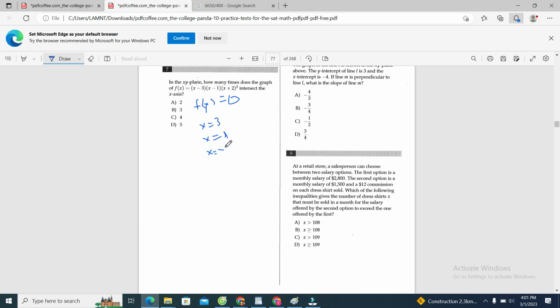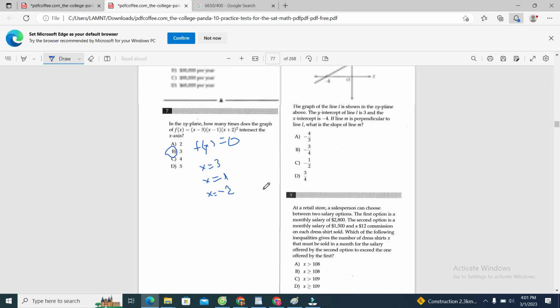duplicated solution. So the two solutions are actually one, right? Because they are coinciding with each other, because the delta is equal to 0 there. So actually there are three solutions to the equation, so the graph has 3 intersection points. So 7 will be B.